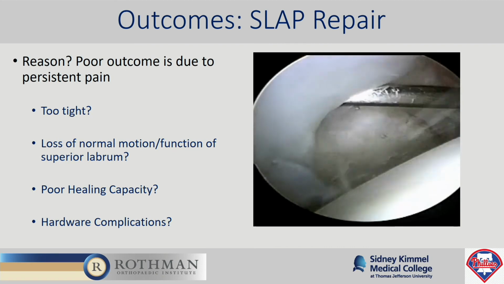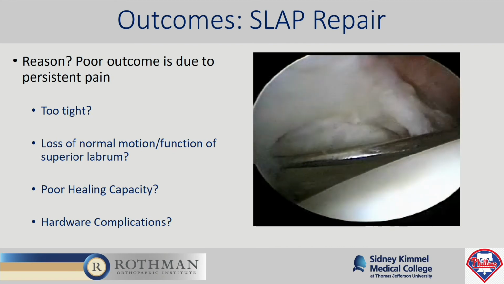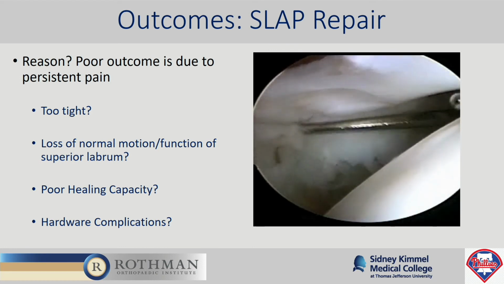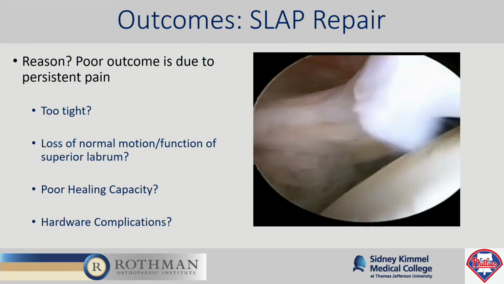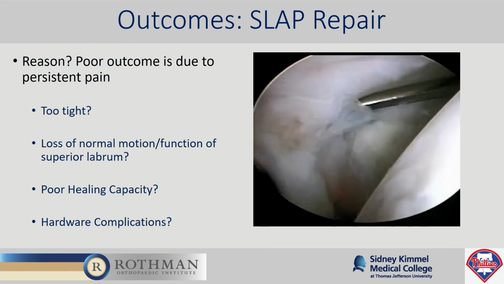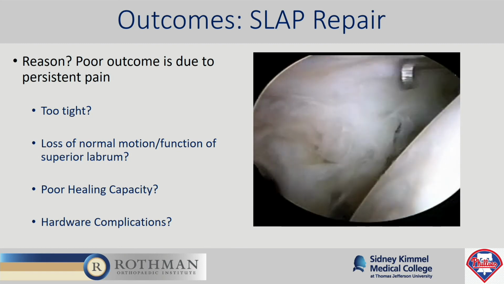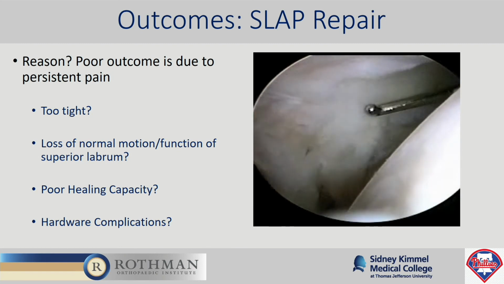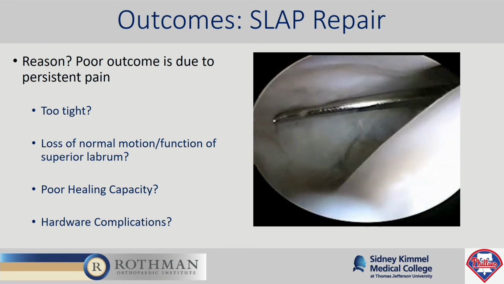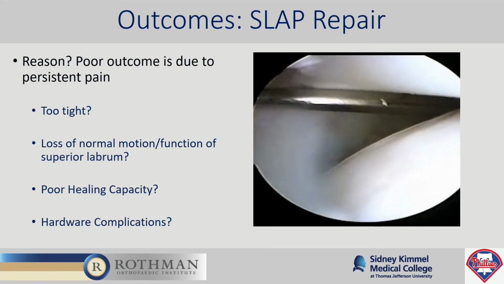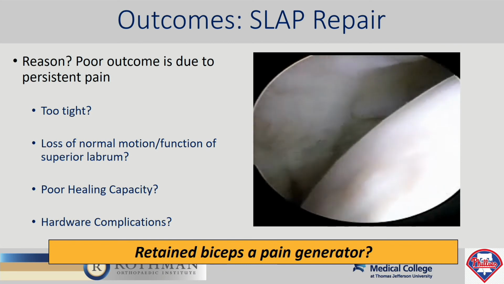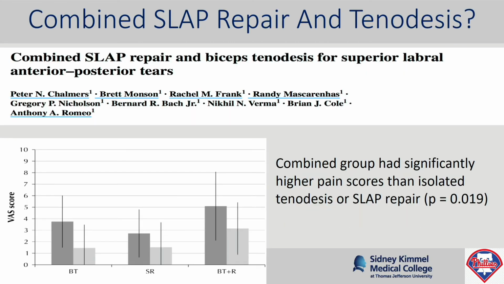But we still haven't really figured this out yet, because if we look at the outcomes of SLAP repairs, they don't do great, at least in our athletes either. And the question is, do we make them too tight? Are we taking what was compensatory pathology, so not really pathology, but adaptive changes, and tightening them up and getting rid of this adaptive change, so we're actually introducing some pathology into their shoulder? Maybe the labrum doesn't heal well. There can sometimes be some hardware complications. That's largely been mitigated with the use of knotless anchors nowadays. And sometimes the biceps being in the shoulder can still be a pain generator.